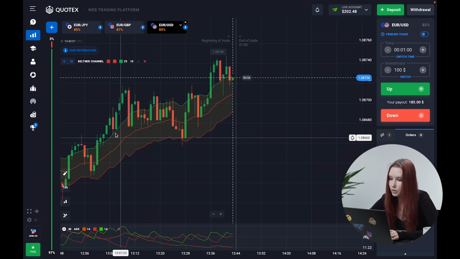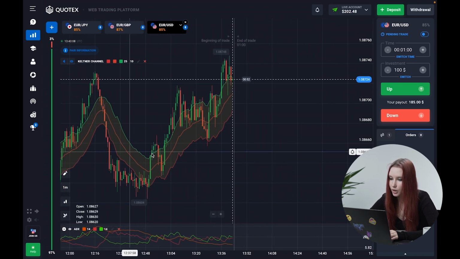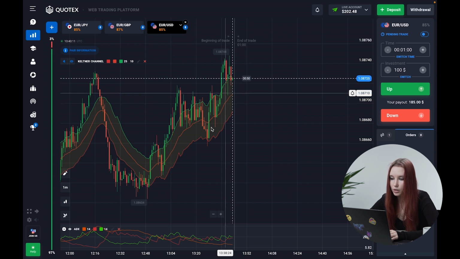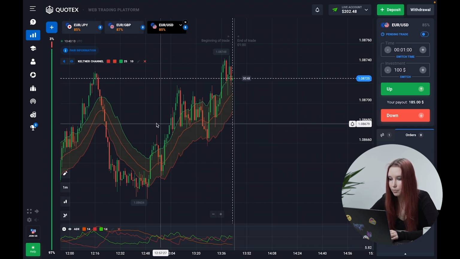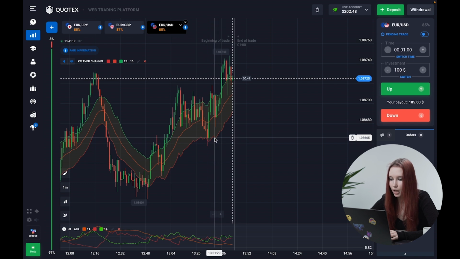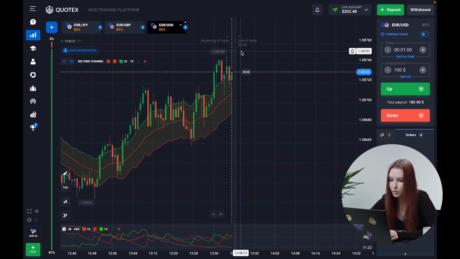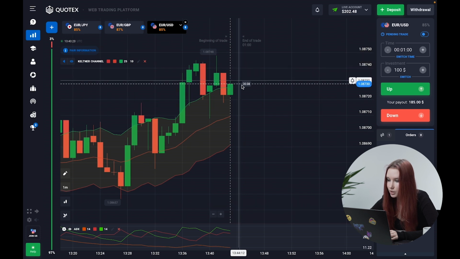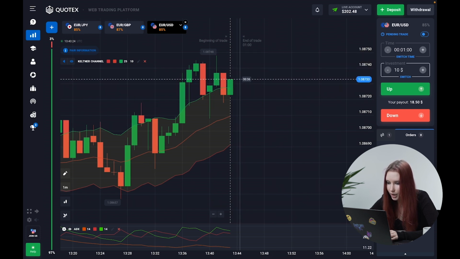We all see that the candles usually bounce from this higher line of Keltner, but sometimes they go down to the lower band of Keltner. That's interesting. And what will happen in this situation? Let's zoom in on this picture, and I want to open a trade here.